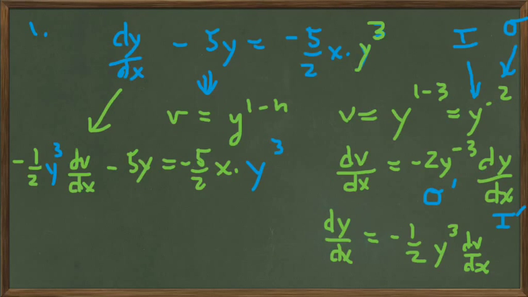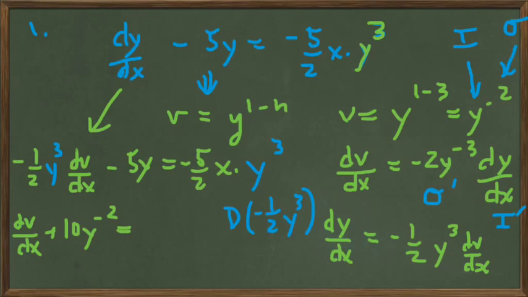And so to clean this differential equation up, we are going to divide through by that coefficient of dv dx, which is minus 1 half y cubed, which simplifies the differential equation a great deal. It just gives us the first term on the left side of dv dx. The second term on the left side is plus 10y to the minus 2, and then what remains on the right-hand side is 5x.